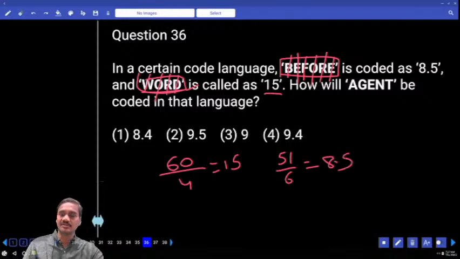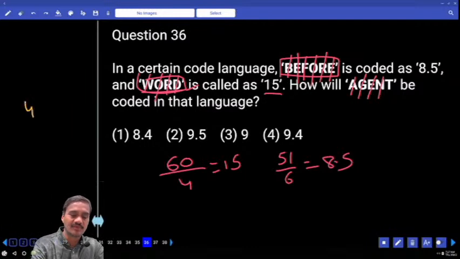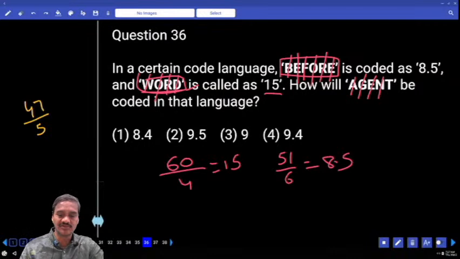And in the same way, the word "agent". What is the value of A? 1 plus 7, 8. 8 plus 5, 13. 13 plus 14, 27. 27 plus 20, 47. Now 47 must be divided by 5. And 47 divided by 5, 9.4, choice 4. Sum of the place values is divided by the number of letters.